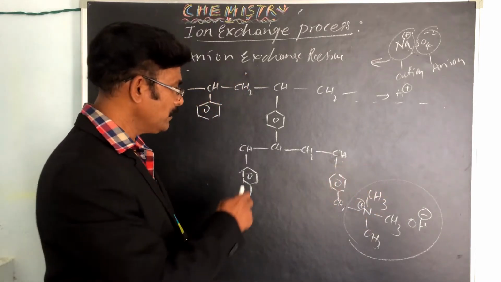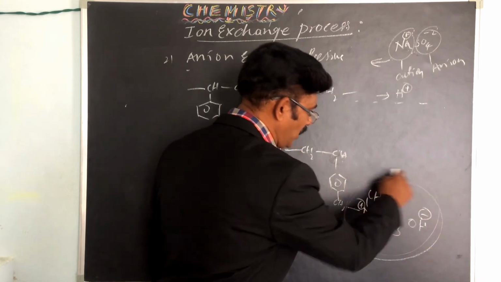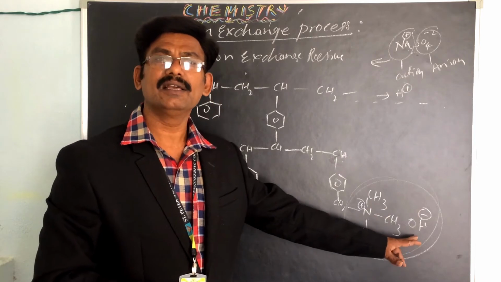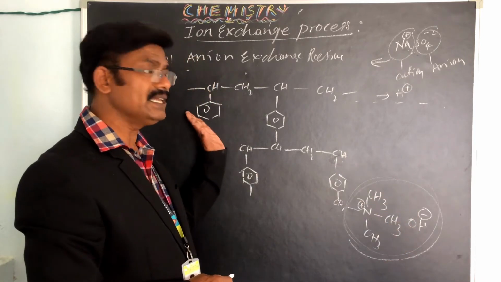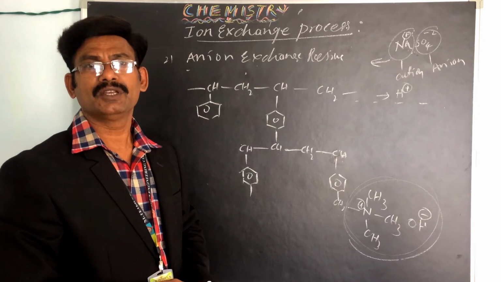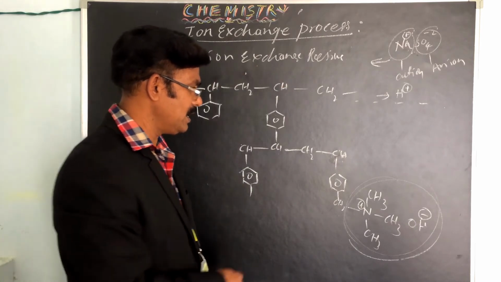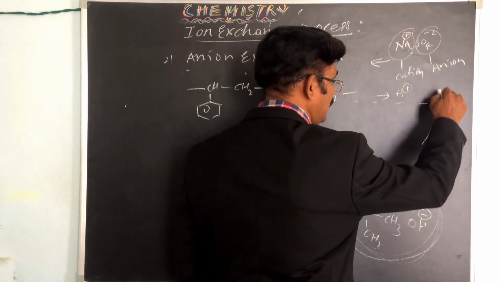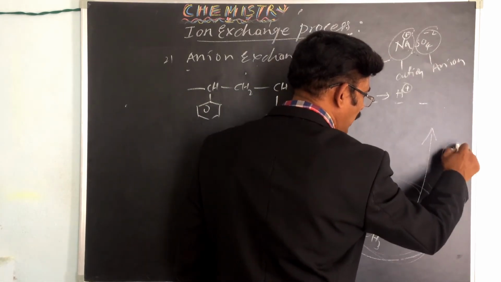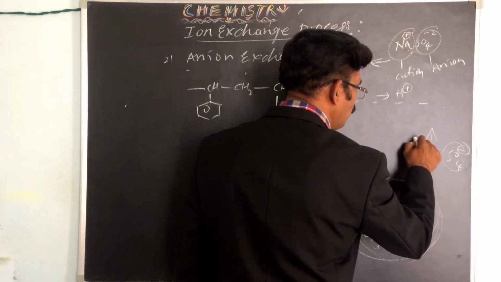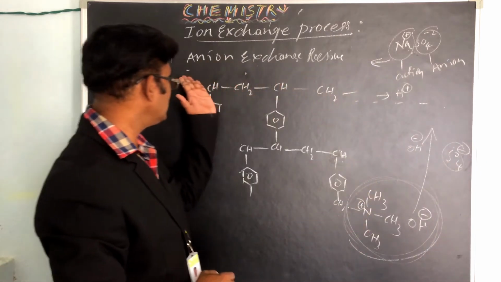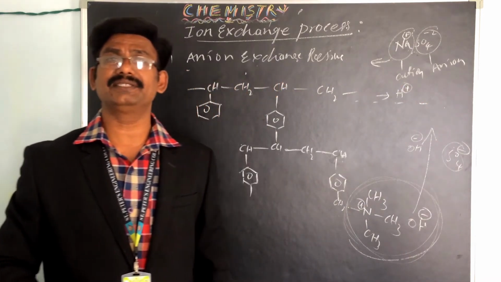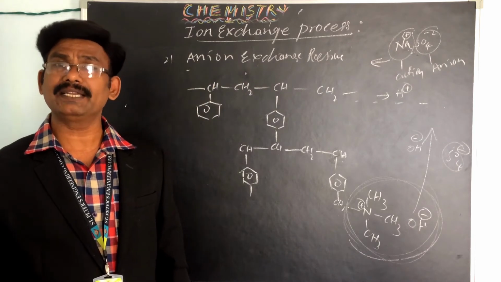So this is the main functional group: quaternary ammonium salt, with the OH minus. And everything else is the benzene, styrene, divinyl styrene. So this is the anion exchange resin. Here the OH goes this side and sulfate comes here. Sulfate and OH minus ions are both exchanged here. That is the reason it is an anion exchange resin.